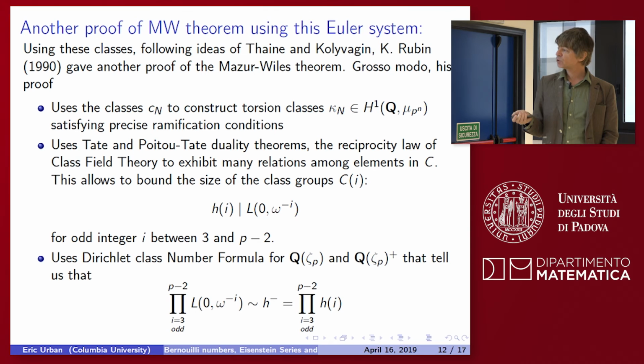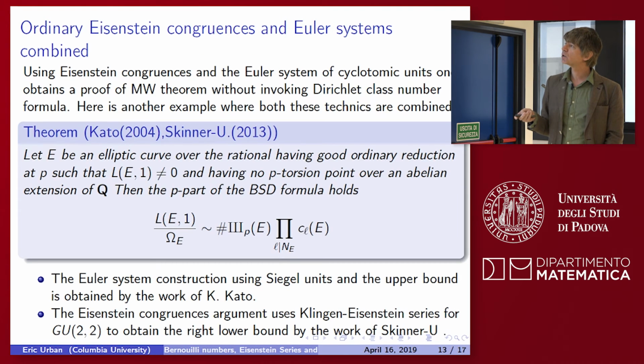And this is important because in other situations, because this Dirichlet class number formula is not available, you cannot use only one of the two divisibilities. You really need to prove two divisibilities. So if you combine the Eisenstein congruences and Euler systems, then you can, as I said, prove the Mazur-Wiles theorem without using the Dirichlet class number formula.